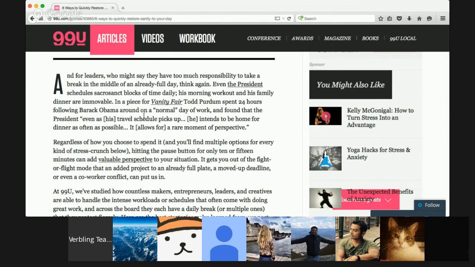Sacrosanct? Yeah, this one's probably a new one for most of you. It's not a very common word. But can anyone tell me what it might mean? Have a guess?